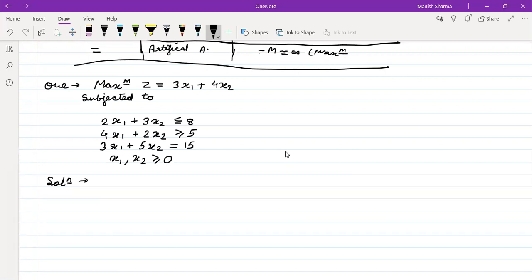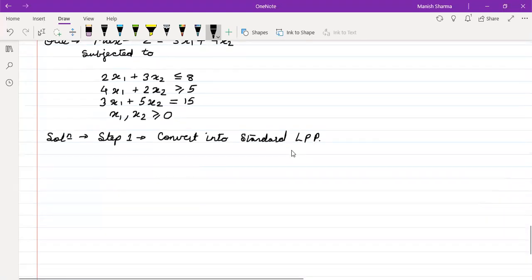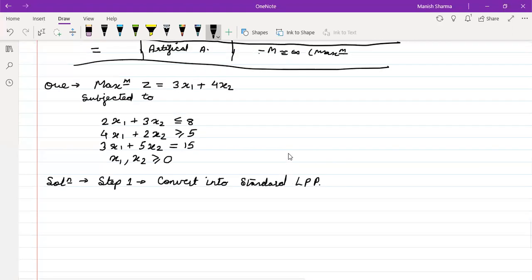the solution is always step by step. So let us write down the steps. So first step is step number 1. What is step number 1? Convert into standard LPP. So if I convert it into standard LPP, let me just write the standard LPP.